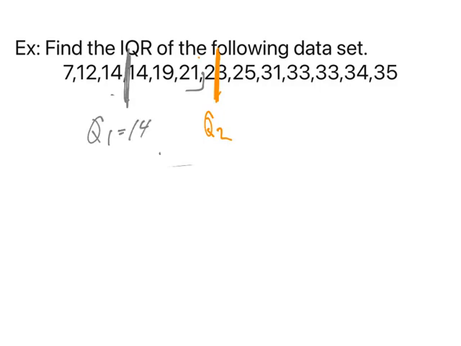Okay, now we go to the upper half. Again, we're finding the median, which is between these two. Look, they're both 33. This is an easy one here. So cutting right here, Q3 is 33.